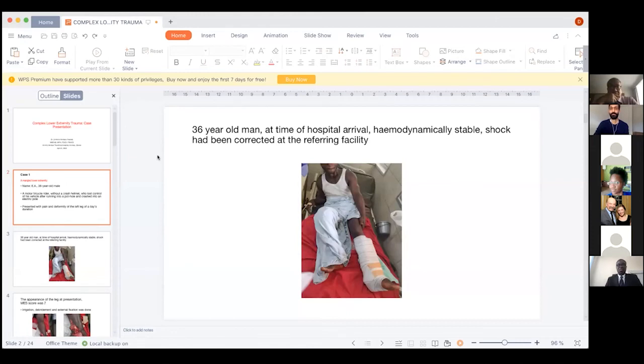Go ahead. So this was the first day when the patient presented to our ER. He had earlier visited a neighboring hospital where they had dressed and splinted the limb with a cardboard, as you can see. When we exposed the wound, this was the appearance.